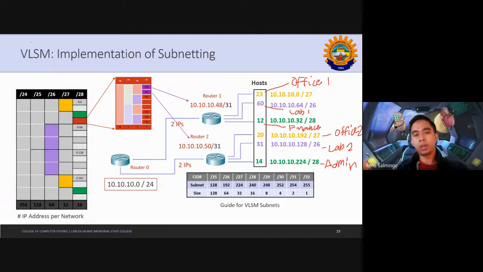So why do we have variable length? What is the length? As we know, this is the length of our IP address, 27. Then the second IP address is 26. The third would be /28. The fourth would be /27. And the fifth would be 26. And the last would be 28. How do we allocate the value?